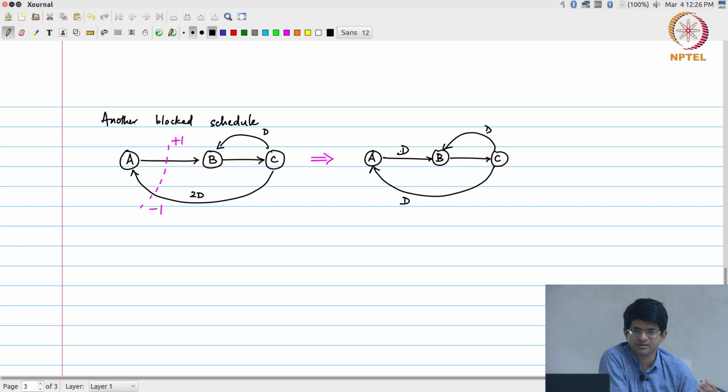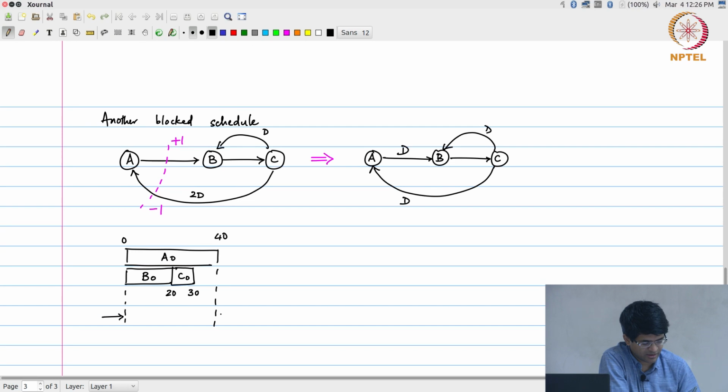How has this changed the way that I look at the problem? Now at t equal to 0, I can have A0, but I can also execute B0, right, and as soon as B0 is done, I can then move on to C0, which tells me that my iteration period is 40, and this is a blocked schedule. So you see what happened.